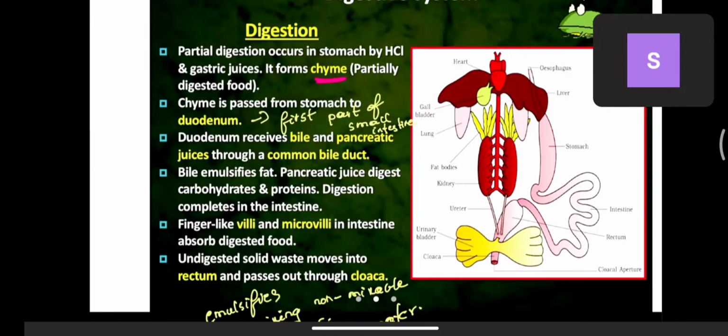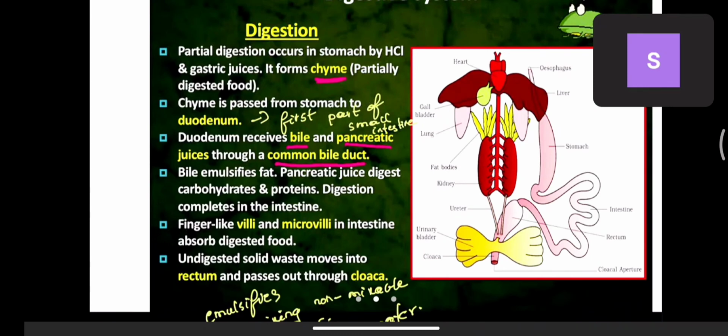Clear? So the duodenum receives bile from the gallbladder and pancreatic juices from the pancreas through a common bile duct. Common bile duct means what? Through this duct only, bile juice is released and pancreatic juices are also released. Are you able to understand? So these juices enter the duodenum, and there the complete digestion of food takes place. So digestion of food takes place in two stages: first in the stomach, next in the intestines.